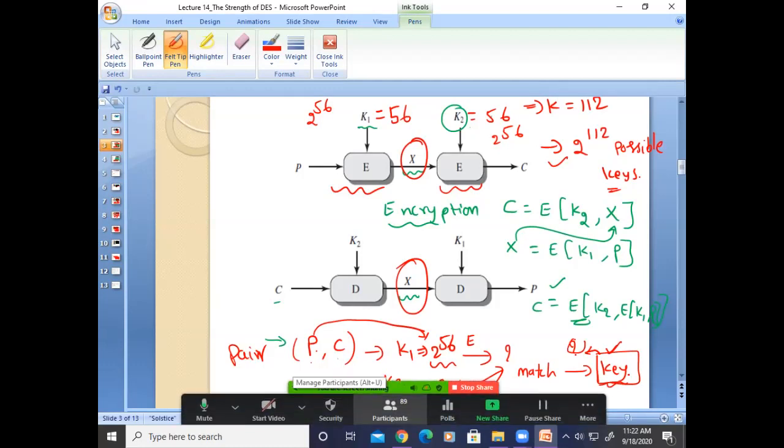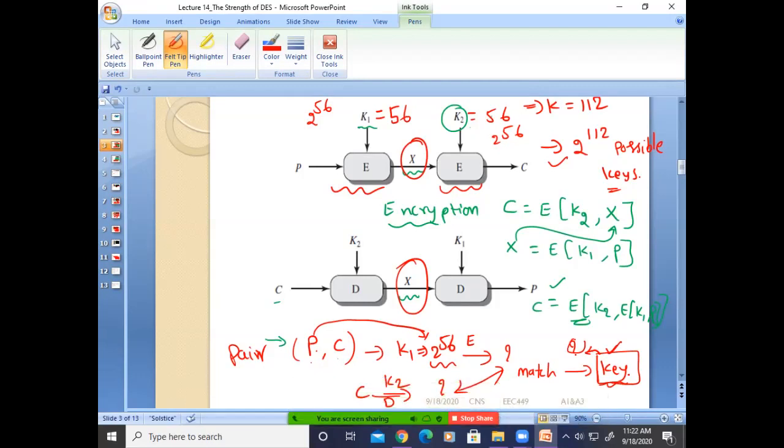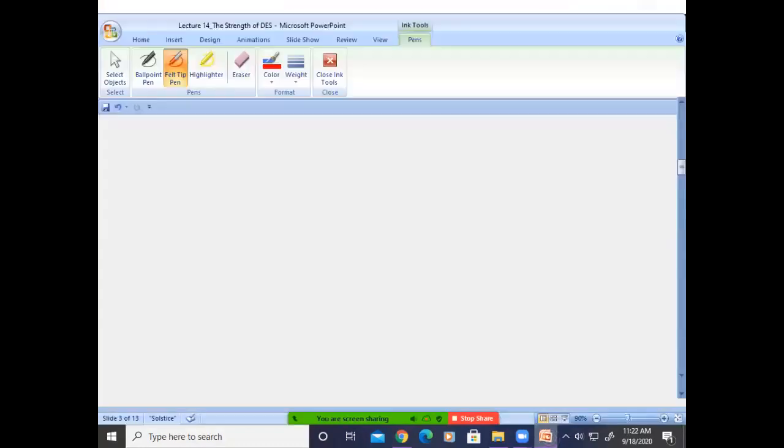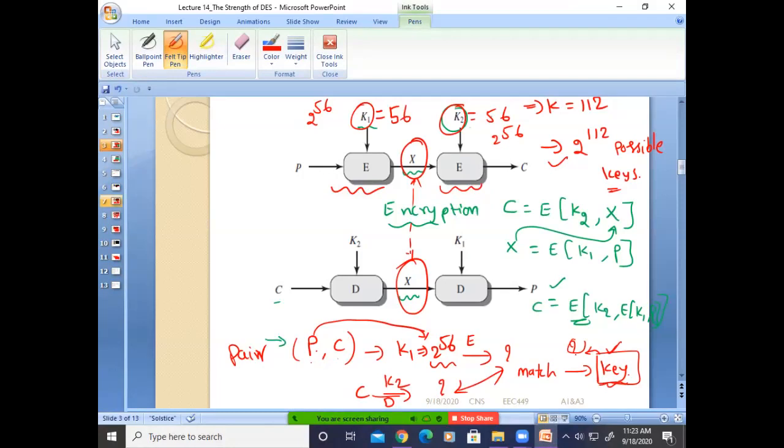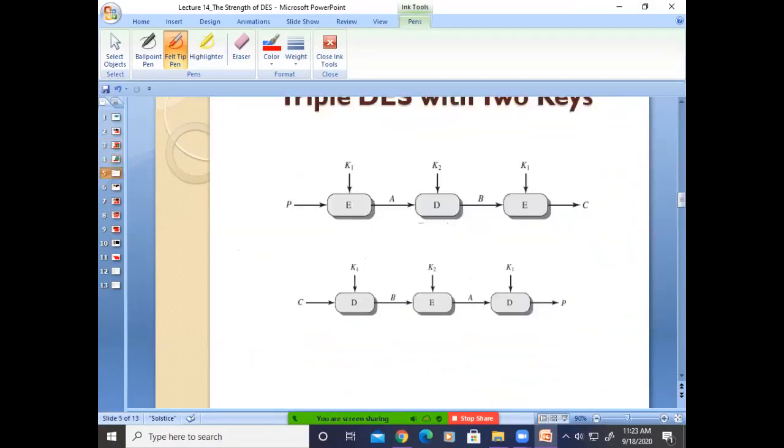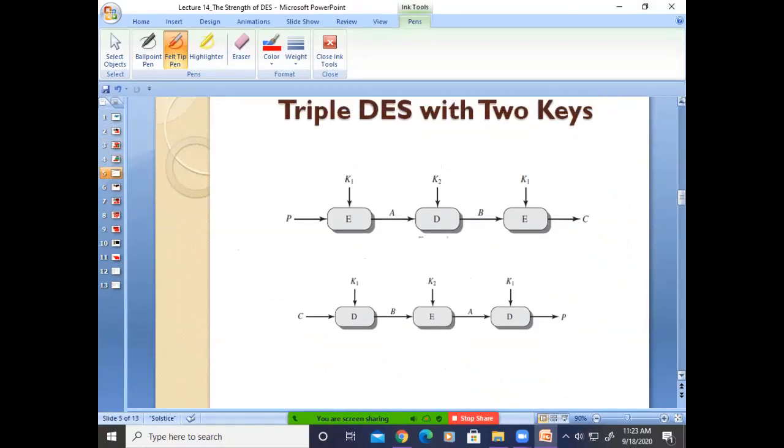Is it clear? Meet in the middle. Just take a known pair of plain text and ciphertext, with one time encryption and another time decryption. If these two are matched with keys, those keys will be real keys. And we will try different pairs. If it is matched again, those will become the real keys. Clear to all of you? So to avoid that, triple DES was proposed. Let me know, all of you, is it clear?